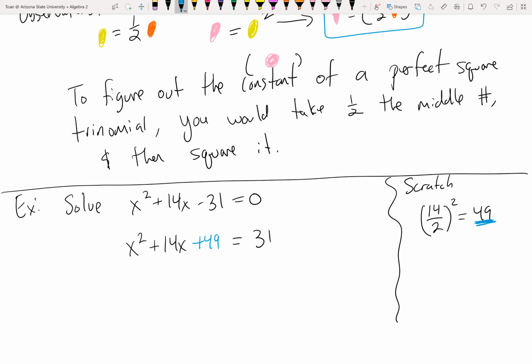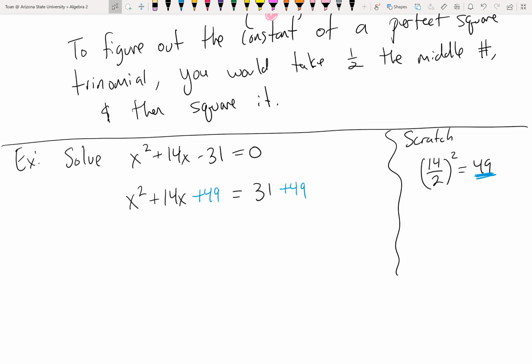But of course, this is an equation, right? And what you do to one side, you have to do to the other. So I have to add 49 to the right-hand side. Now, why would I bother doing that? It looks like I made the problem bigger. Well, notice the left-hand side now is factorable. And here's the cool thing: the factoring pattern is always the same.